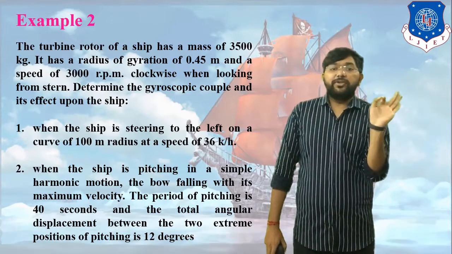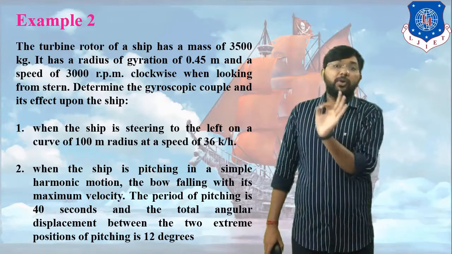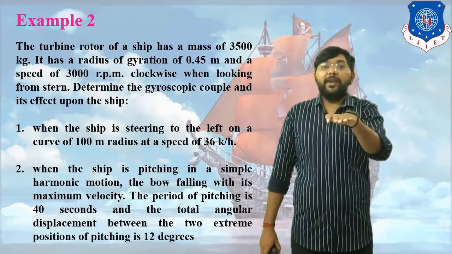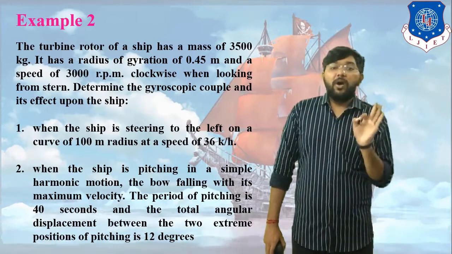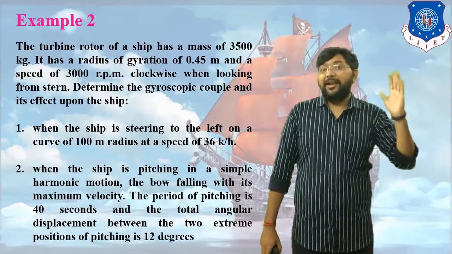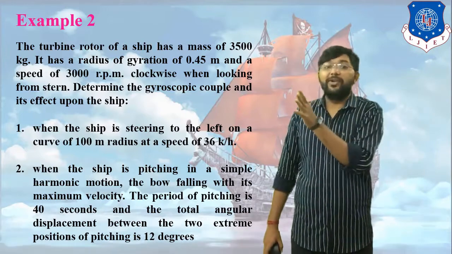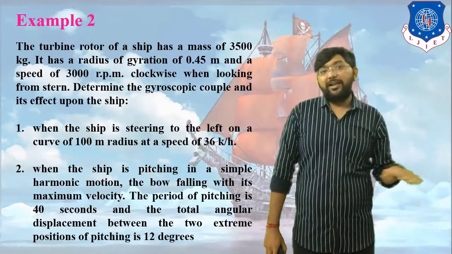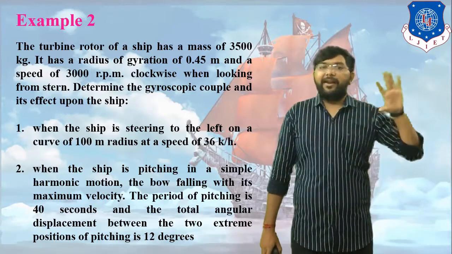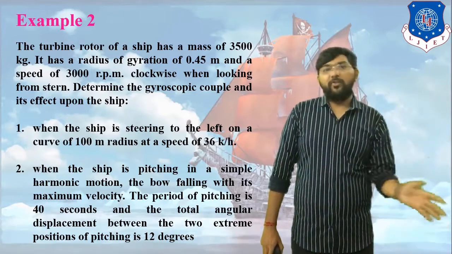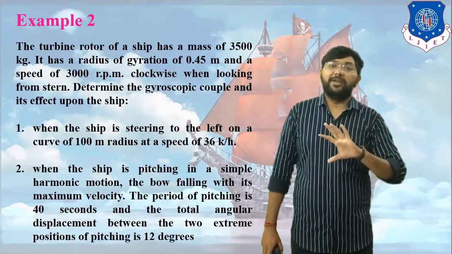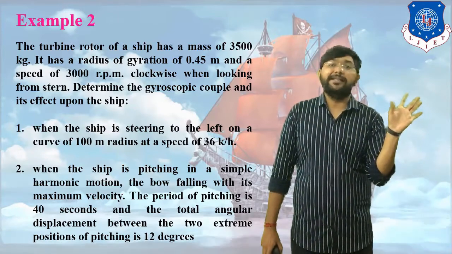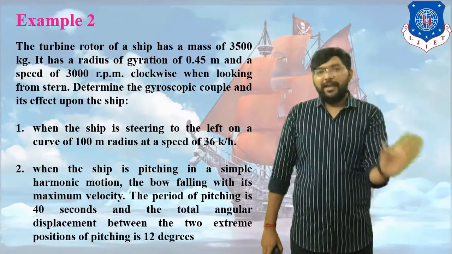Now for the steering motion, the ship is steered to the left. Clear? The ship takes a left turn on a curve of 100 meter radius. The radius of curvature, that is capital R, is 100 meter, and the speed is 36 km per hour. Clear? So the velocity is given, and the radius of curvature is also given. Based on that you can find the angular velocity, because the equation of angular velocity, that is omega p, is equal to v by r.